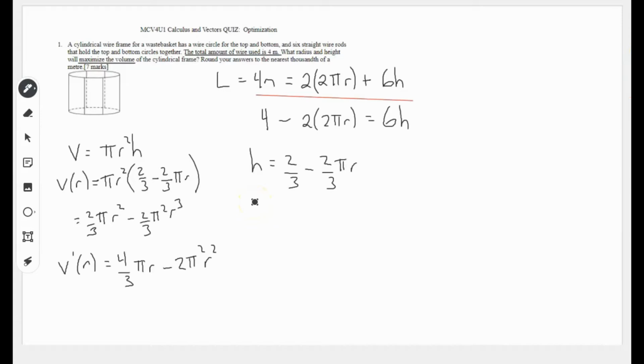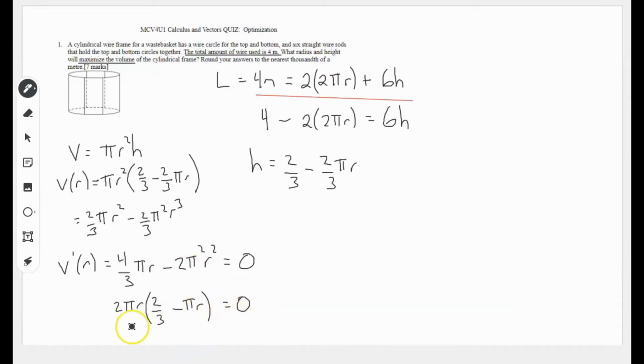Alright, so now because we want to find the value of the horizontal tangent, we can set it equal to 0, and we can solve for r. So what I'm going to do is factor out an r here. I can also factor out at least a 2 pi. So 2 pi r times, and here we're going to be left with 2/3 minus pi r, which equals 0.